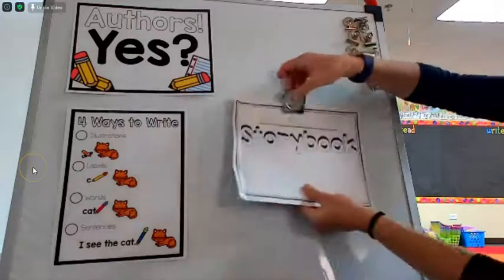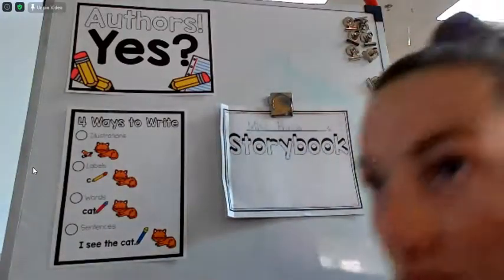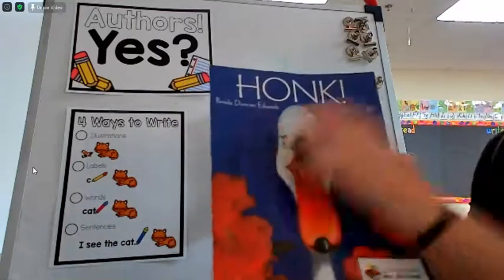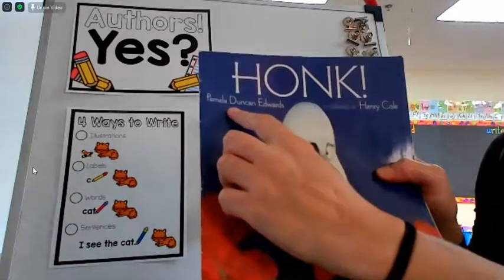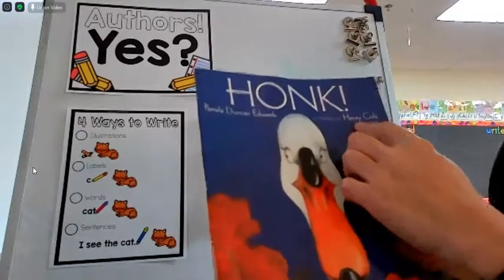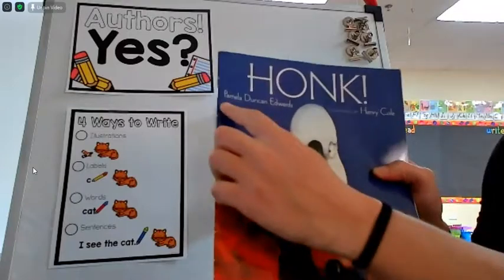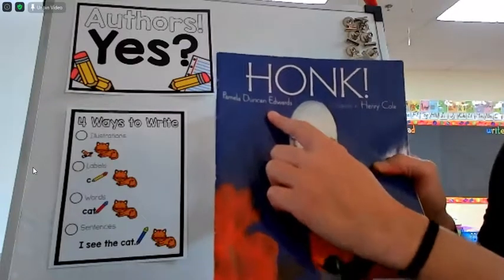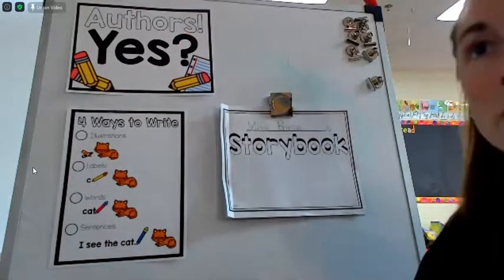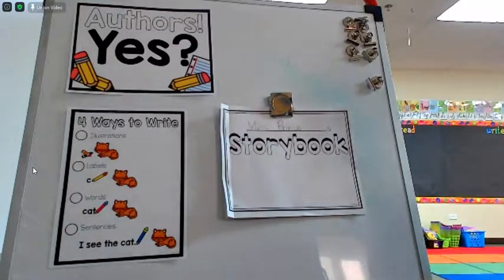We are thinking about stories, like this story that I have here. We know that there are two parts of the story. We have the illustrator and we have the author. So we have the author. That's what we're going to focus on for today. We remember that the author is the person that writes the words.